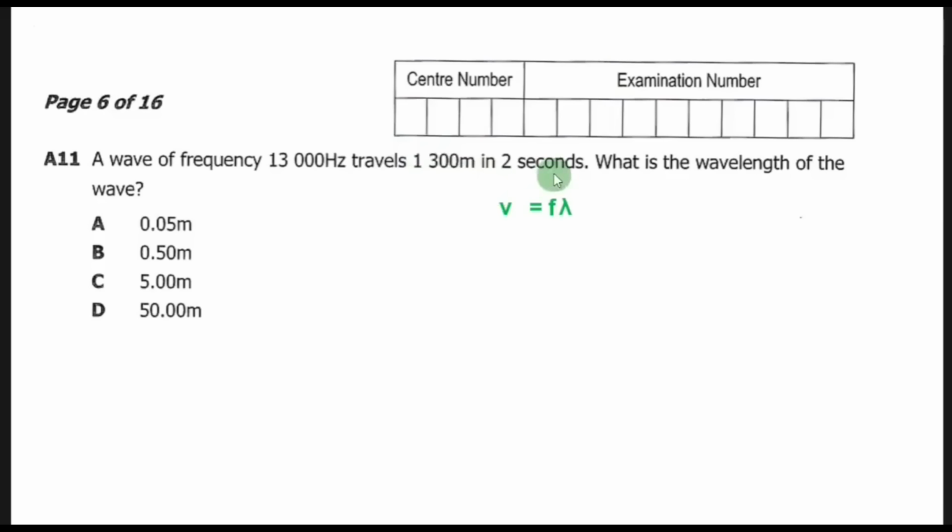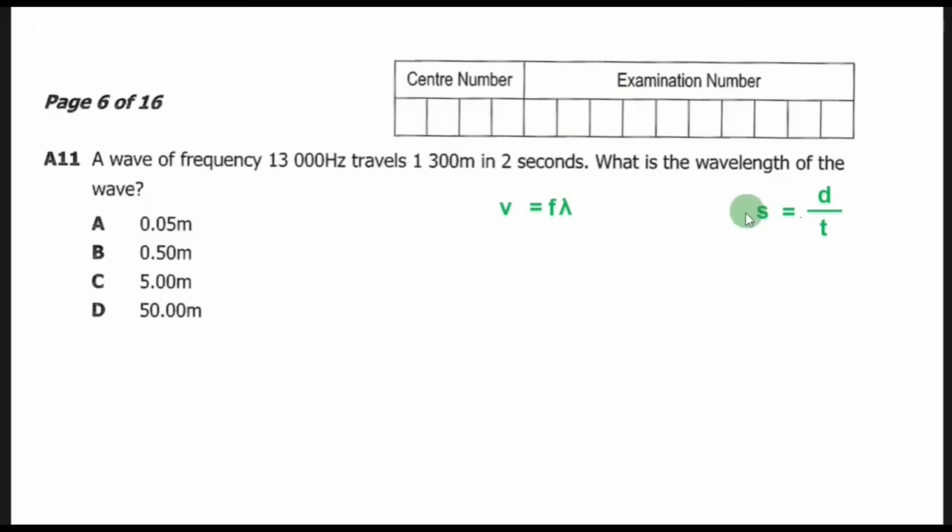If a wave of frequency 13,000 Hz travels 1,300 meters in 2 seconds, then we can find the speed, because speed is equal to distance over time. Here we are using velocity, here speed. Velocity and speed are the same in terms of magnitude; they only differ in direction. Velocity is a vector quantity, which means it also has direction, while speed is just a scalar quantity, meaning it only deals with magnitude or size.